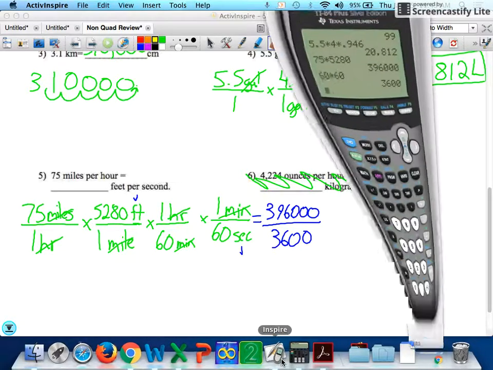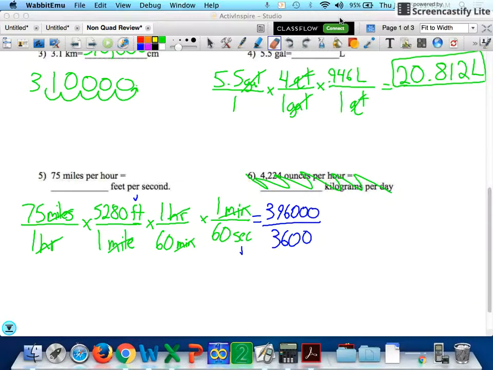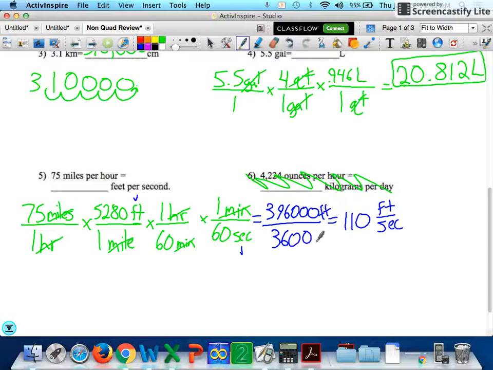To do that, it's just a division problem. 396,000 divided by 3,600 gives us 110. So our final answer is 110 feet per second. I should have those units here as well. Okay, 110 feet per second should be my answer. It's a long problem, a lot went on there.